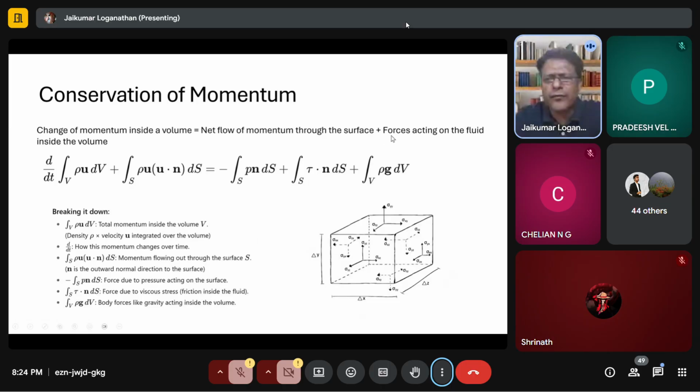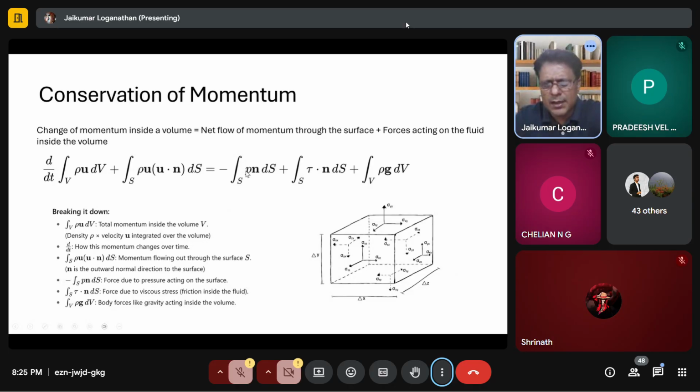Okay, and then the forces acting on the fluid inside the volume, right? So this term is important, because for you to change the momentum, there should be momentum coming in, similar to what we saw in the mass conservation equation. Through the surface, there is some momentum coming in, which is the second term. It is also called the convective term, right? Along with that, there are also forces acting on the fluid, right? So when you consider a fluid, there are three forces that could act.